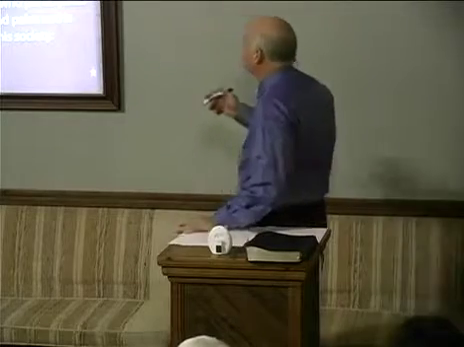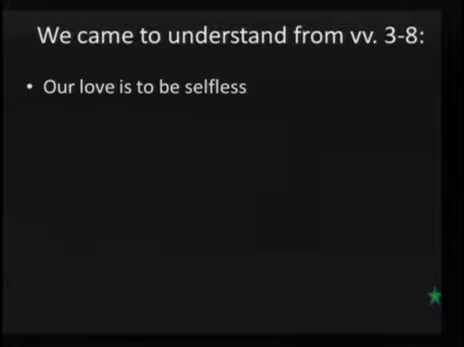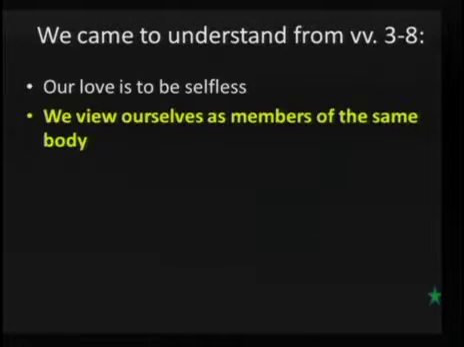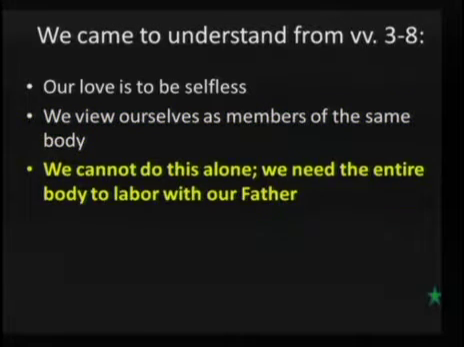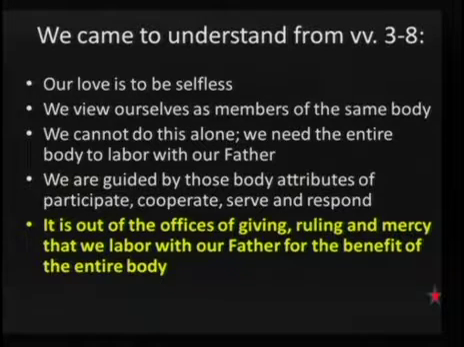Okay, so let me sum this up. So in verses 3 through 8, we learned our love is to be selfless. We learned that we view ourselves as members of the same body. I think you've got all this. We learned that we can't do this alone. We need the entire body to labor with our Father. And we learned that we're guided by those body attributes, and you know what those are. And then we learned that it's out of the offices of giving, ruling, and mercy that we labor with our Father for the benefit of the entire body.